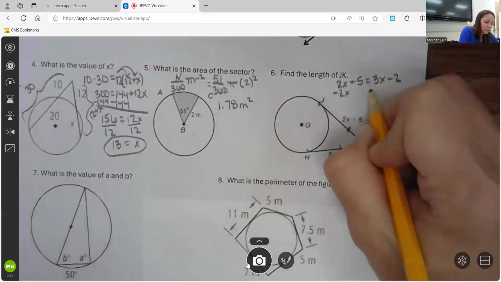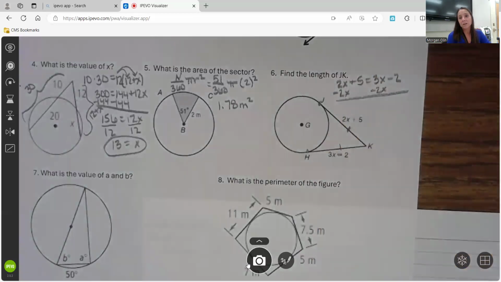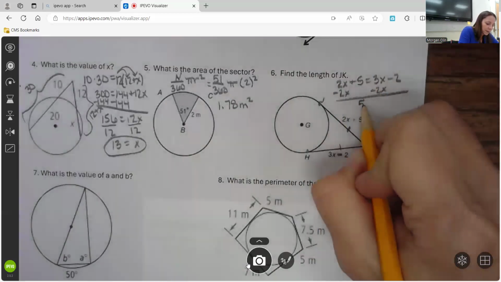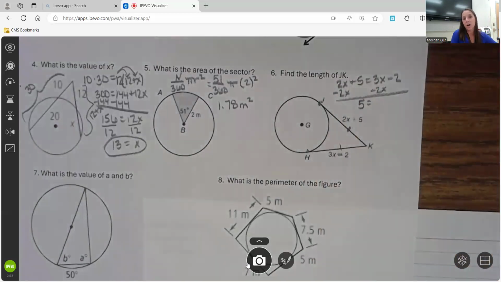I'm going to solve it by hand. You're welcome to put each side into your calculator and find where they intersect. But I'm going to solve by hand. So I subtracted 2x first. I like to start with the x's. Some of you like to start with the constants.